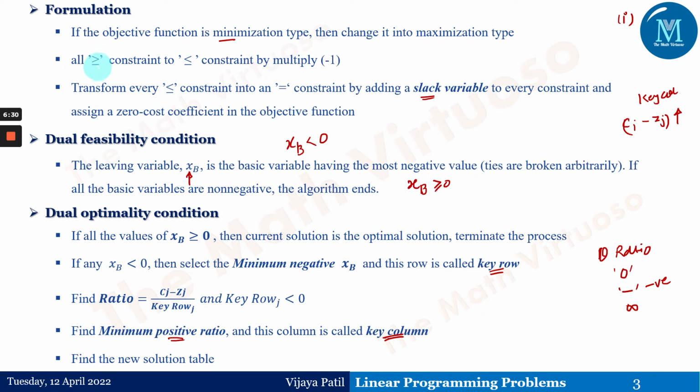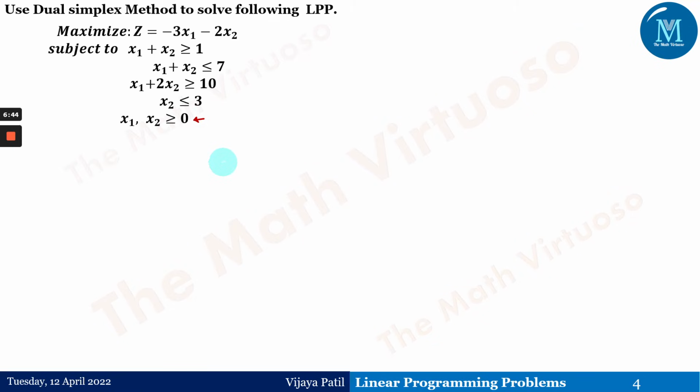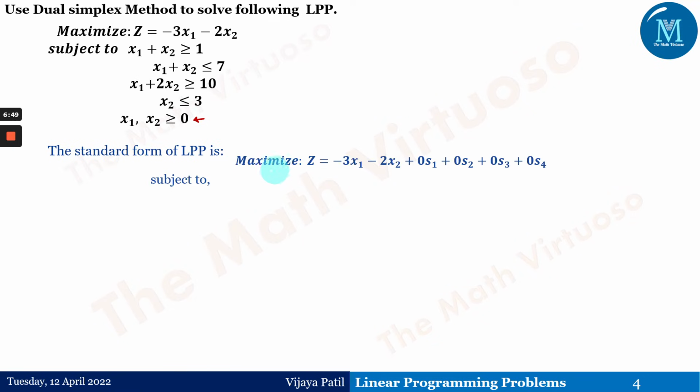Then all the greater than constraints should be converted to less than constraints by multiplying with -1, and then in the less than constraints we have to introduce the slack variable. That is the formulation for this. So now we have to formulate this question using the standard form of the LPP. Because it's a maximization, we need not convert it, as it's already given as maximization.